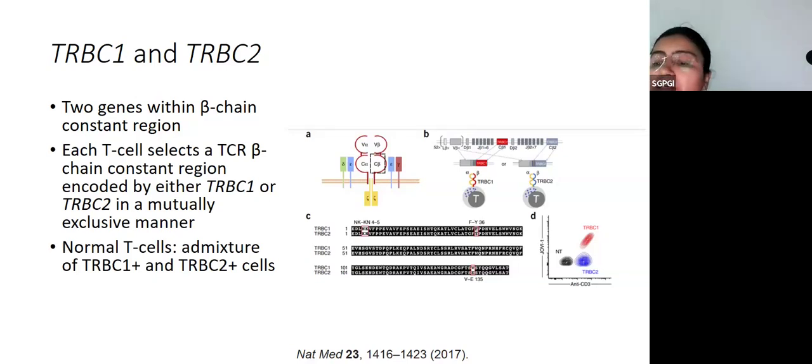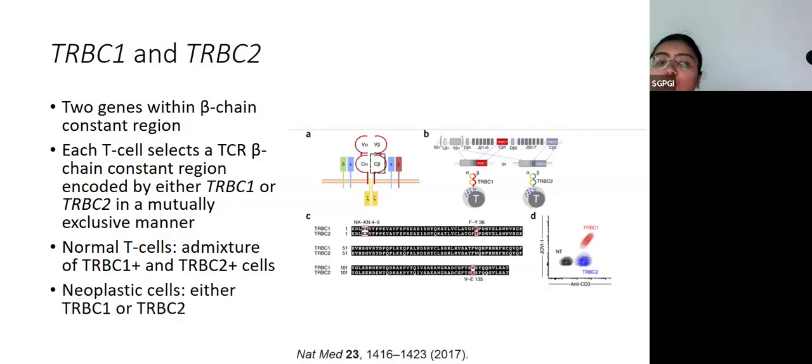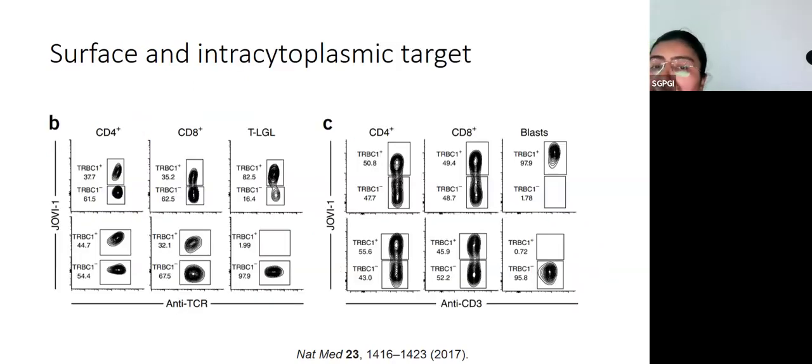So if you look at the x-axis here in the paper that describes TRBC1 for the first time in clear detail, this is CD3 versus the anti-TRBC1 antibody, the clone is JOVI-1. The TRBC1 antibody positive T cells are red. The ones that are TRBC1 negative are blue, right? So it is splitting into these two. Neoplastic cells, on the other hand, would express either TRBC1 or they will express TRBC2. Now, this is as per the ontogeny.